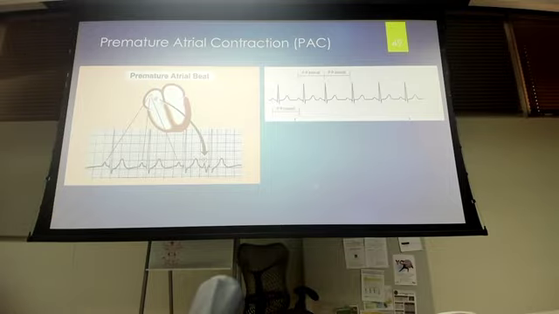It can be the premature atrial contraction. So with a premature atrial contraction, we're going to have our normal R to R initially, but then the next beat, a beat or 2 in, it's going to occur earlier than normal.